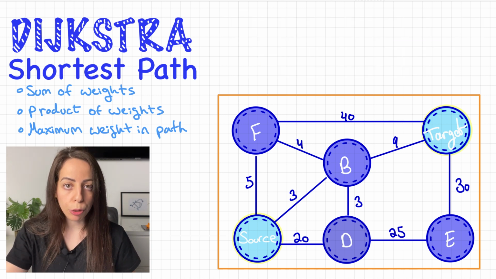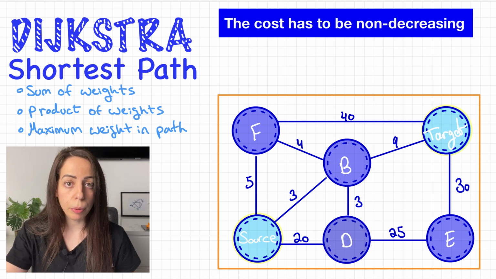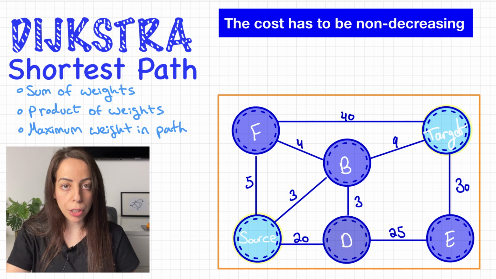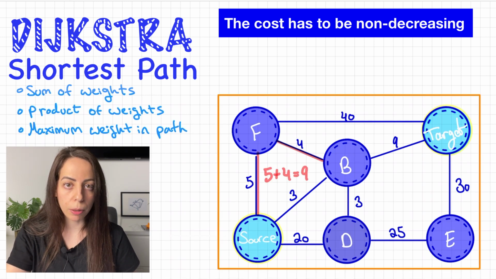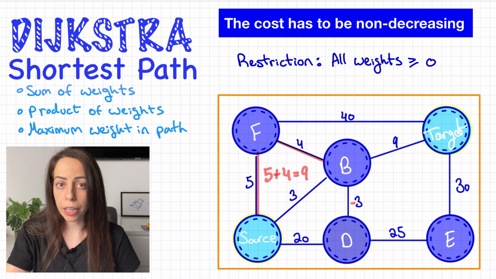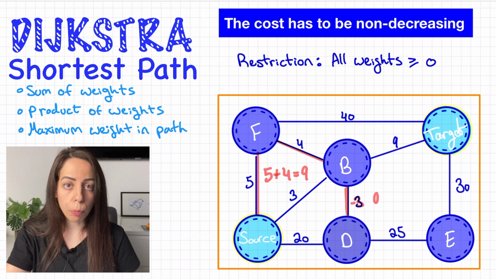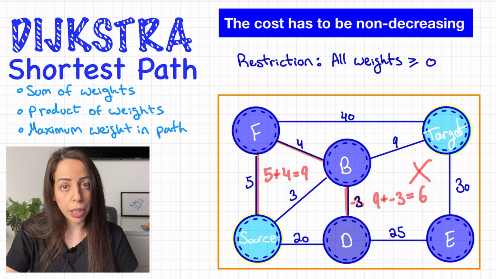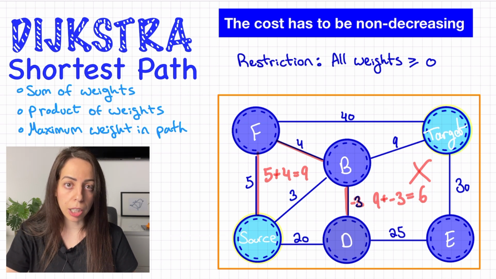The only restriction for using Dijkstra is that the cost has to be non-decreasing, meaning the cost of a path cannot become smaller when we add an edge to it. In plain shortest path problems, the cost is defined as the sum of weights included in the path, right? So the only way this cost will be non-decreasing is if all the weights are larger than or equal to 0. Because if we had an edge with a negative weight, adding it to a path would decrease its cost, which is what we're trying to avoid. If there are negative weights, we have to consider a different algorithm like Bellman-Ford.